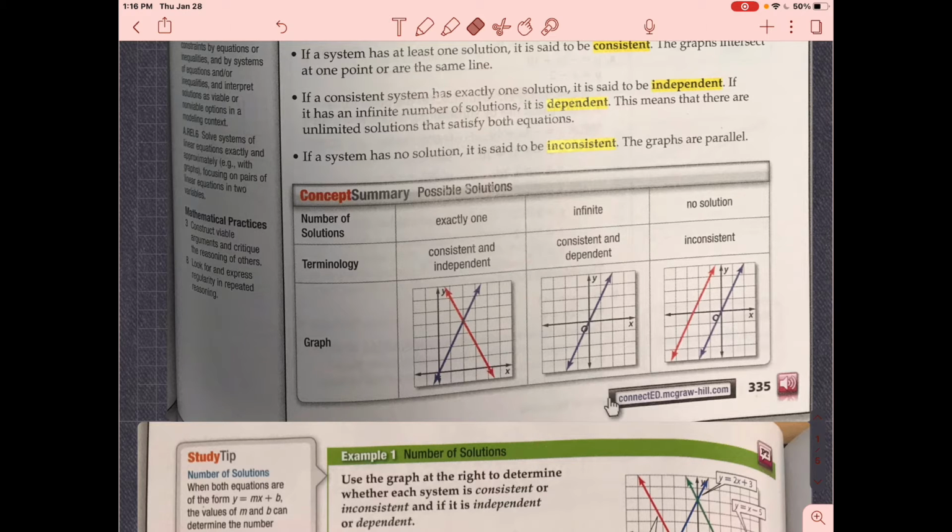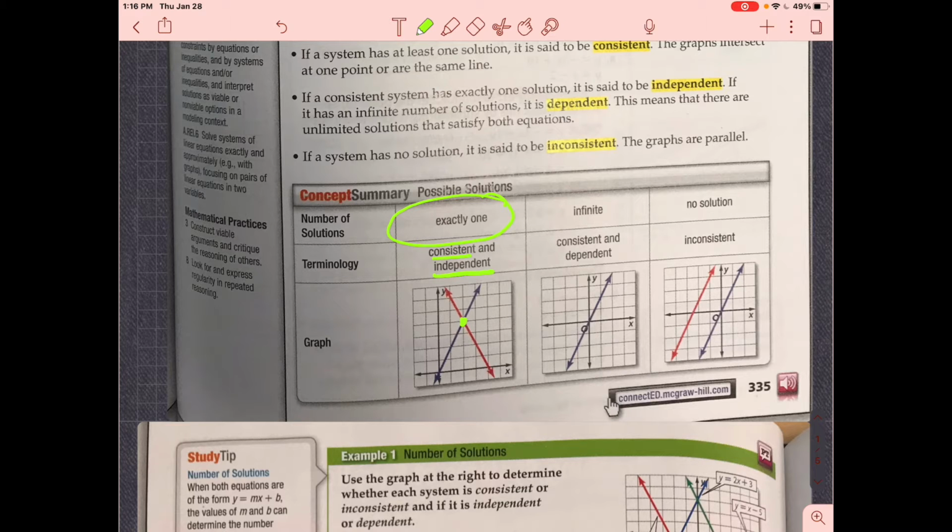If we graph 2 lines and they cross, then we will have exactly one solution. The solution is, where do the lines cross? If we have this situation, we are going to call it consistent. Consistent means I have an answer. If there is only one answer, we are going to call that independent.